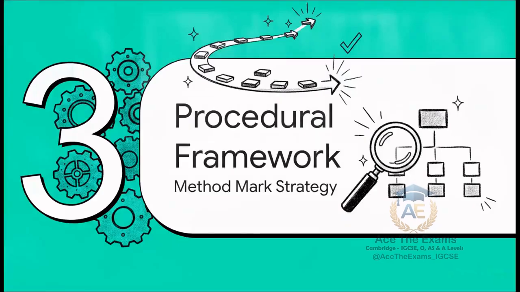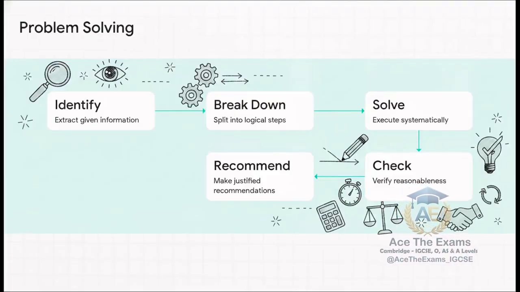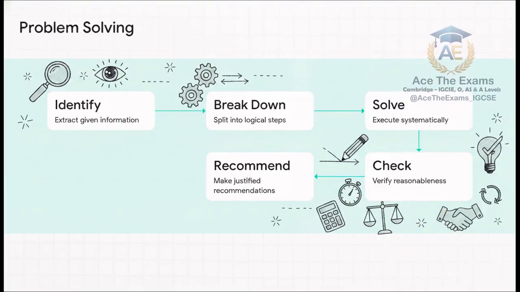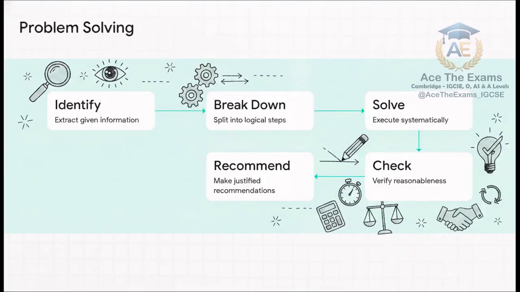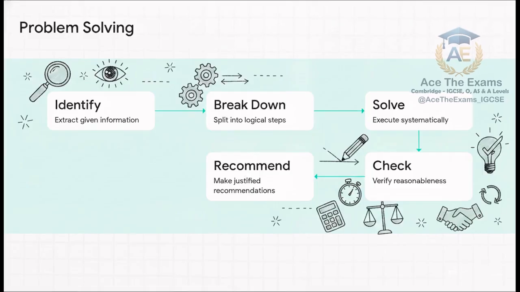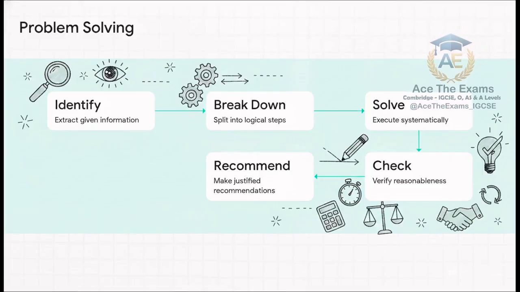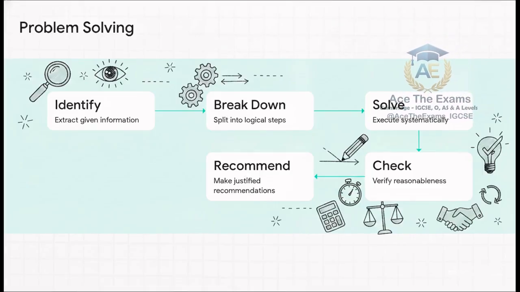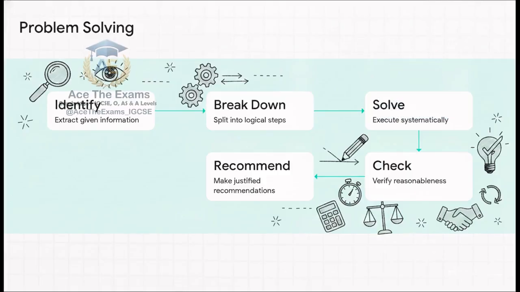Which brings us perfectly to Section 3, the procedural framework and the method mark strategy. Now, I know a lot of students really struggle with multi-stage analysis, but we can totally fix that by just focusing on the process. Let's walk step by step through the exact deconstruct, solve, evaluate pipeline that the highest scoring candidates use. Step 1, identify the given information from the scenario. Step 2, break the problem down into logical steps. Step 3, solve it systematically. Step 4, check for reasonableness, meaning, does your solution actually make sense in the real world? And finally, Step 5, make justified recommendations.